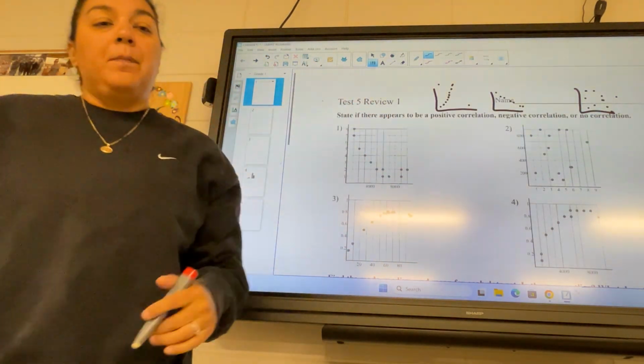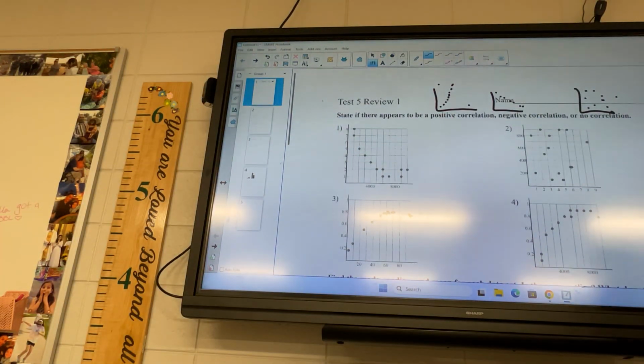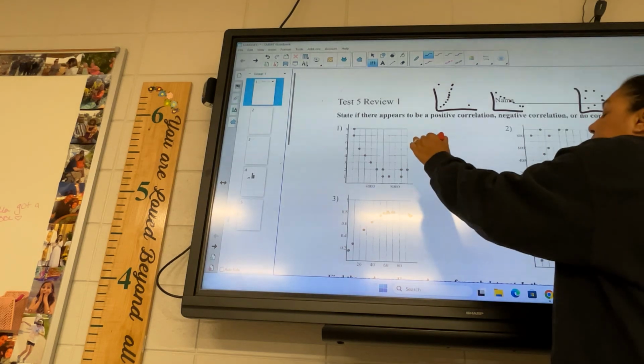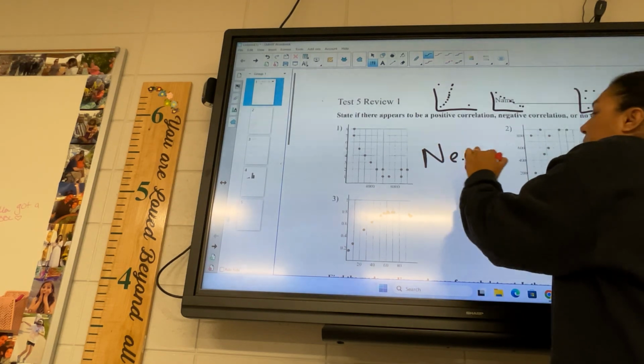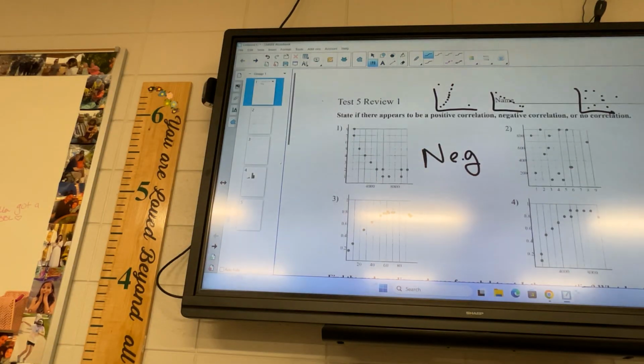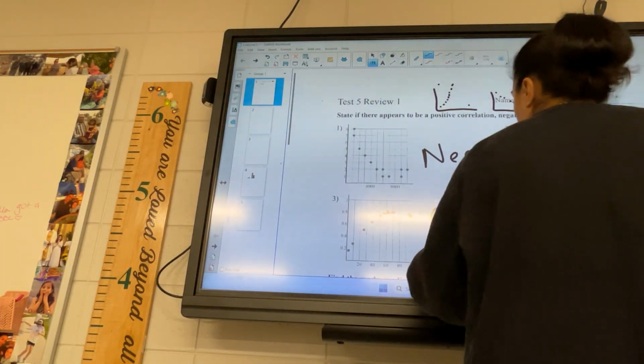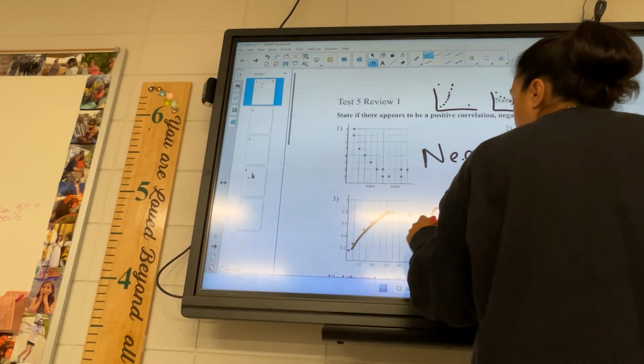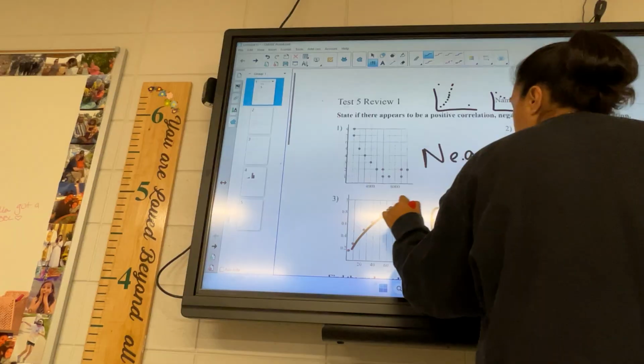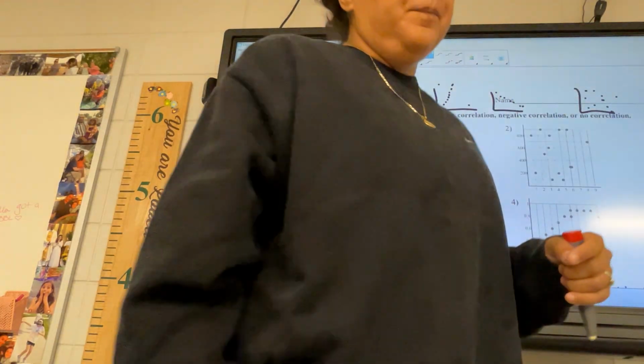Okay, and so if we look at number 1, is that positive, negative, or none? Negative. That is definitely negative. Okay, what about number 3? Is that positive, negative, or none? Positive. It is positive. Overall it's going up, even though it starts to kind of go down over there, but overall it's going up.